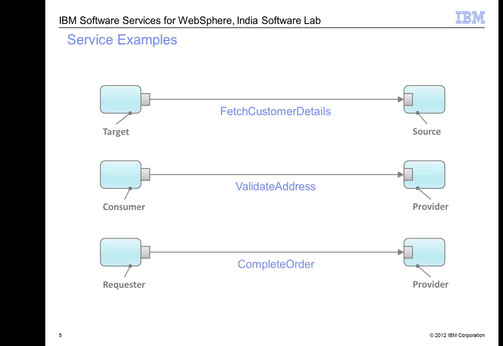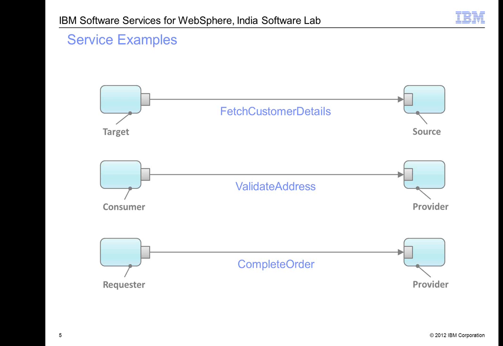Another example is complete order. Complete order is again some kind of functionality which is available in the right side provider application, and the requester is entrusted in invocation of this functionality. Now you can notice that we have used different names for the application on the right side.